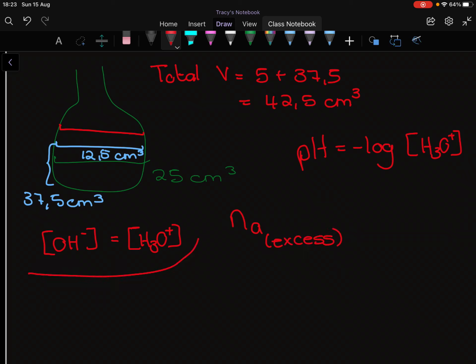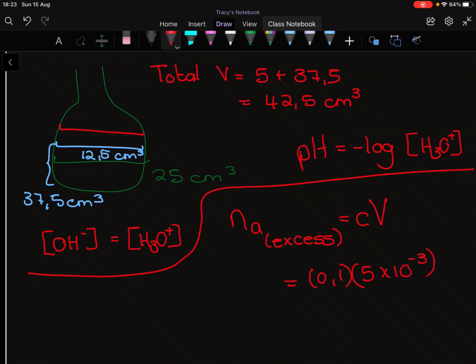This is all my thinking, by the way. Now I'm doing the answer. It's going to be the concentration of the acid times the volume. My acid was 0.1 moles per decimeter cubed, and I added in an extra 5 centimeters cubed. So that's 5 times 10 to the minus 3, which means I have an excess of 5 times 10 to the minus 4 moles of H3O plus ions.